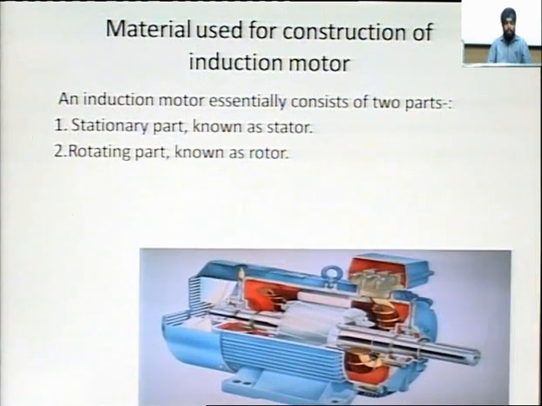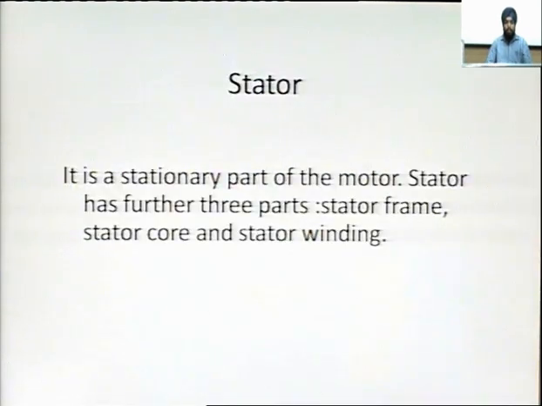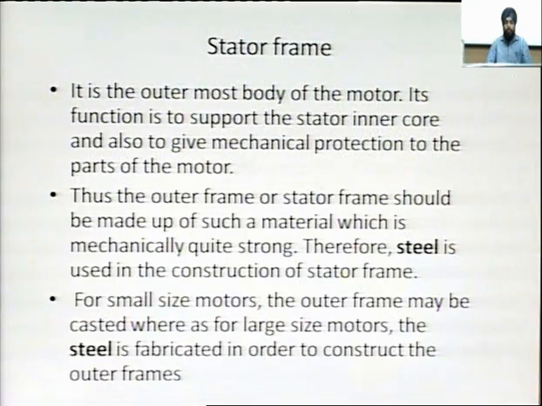Next is the material used for the construction of an induction motor. An induction motor essentially consists of two parts. First is the stationary part known as the stator, second is the rotating part known as the rotor. Stator, it is a stationary part of the motor. Stator has three further parts, that is stator frame, stator core, stator winding.